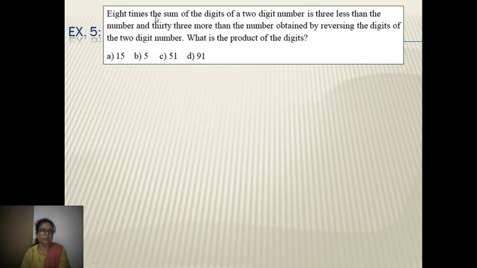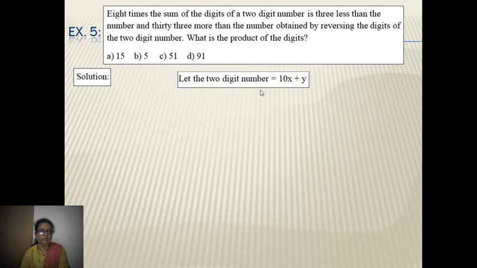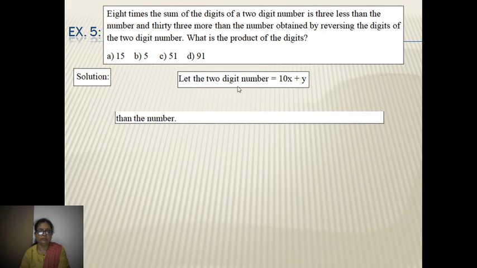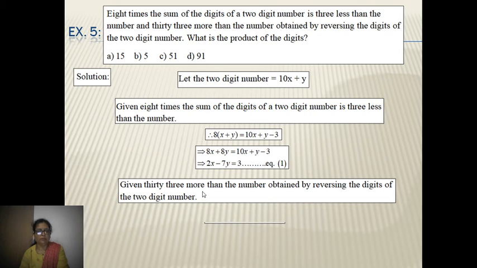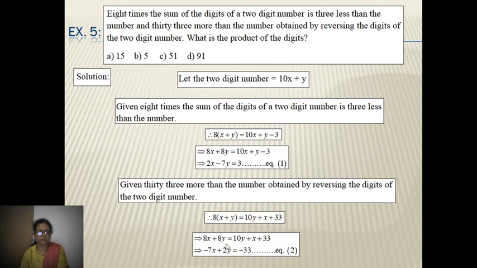Example number 5. 8 times the sum of the digits of a two digit number is 3 less than the number and 33 more than the number obtained by reversing the digits of the two digit number. What is the product of the digits? Two-digit number 10x plus y, apply the condition, then we get this equation. We simplify this and it gives equation number 1, 2x minus 7y equal to 3. Now apply the next condition, simplify the terms, and write down equation number 2.